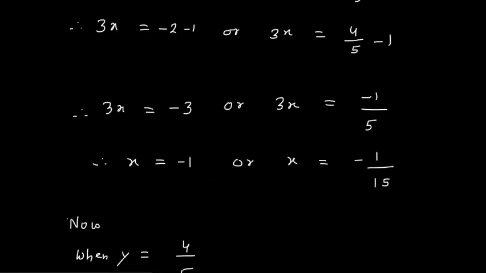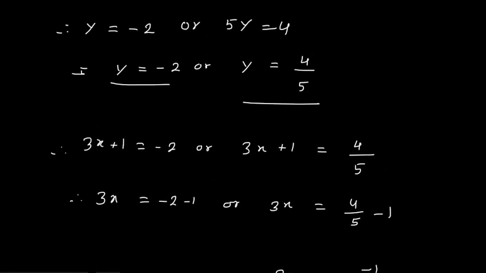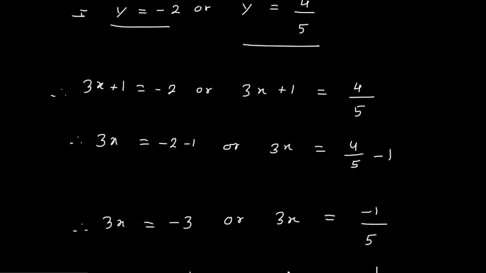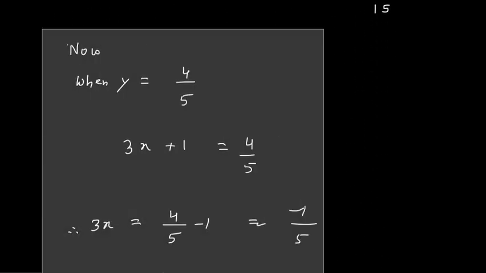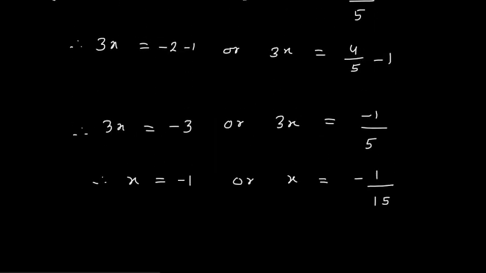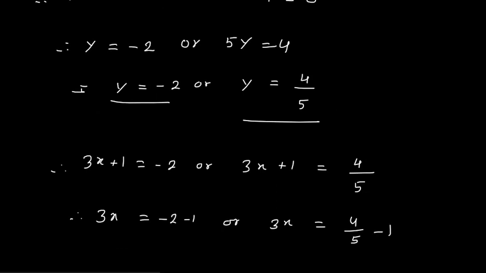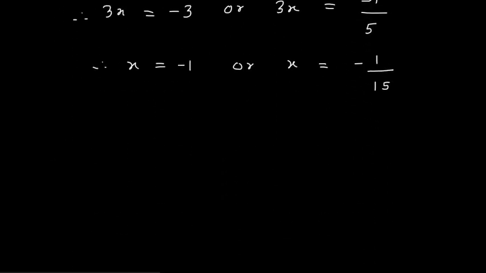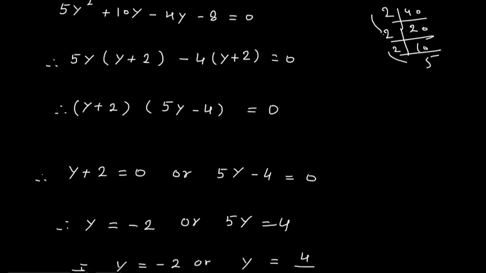What am I doing? Okay, so I have already solved for both the cases. So why am I taking this case again? Minus 1 upon 15 I had already got. So I have done both the cases. Therefore x equals minus 1 or x equals minus 1 upon 15. This is the answer. Okay, so this is our 19th question.